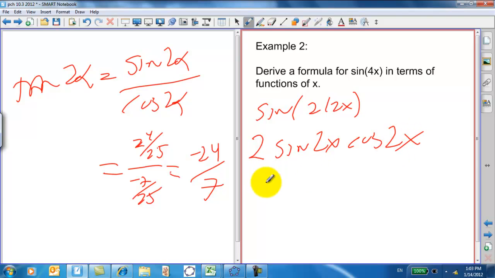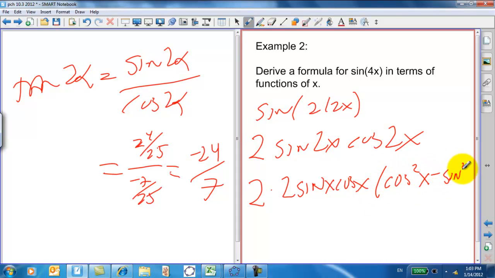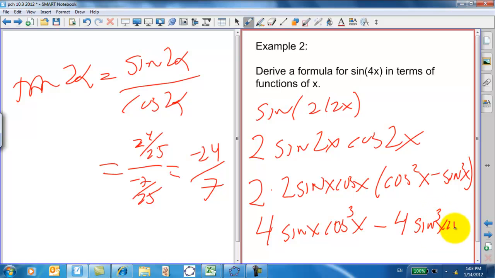And then use the sine 2x again to say it's 2 sine x cosine x. And cosine 2x, you've got your choice. Let's go with cosine squared x minus sine squared x. But you could do either of the other two and you'd have slightly different answers, and I would accept any of those. When you distribute all this then, you get 4 sine x cosine cubed x minus 4 sine cubed x cosine x.